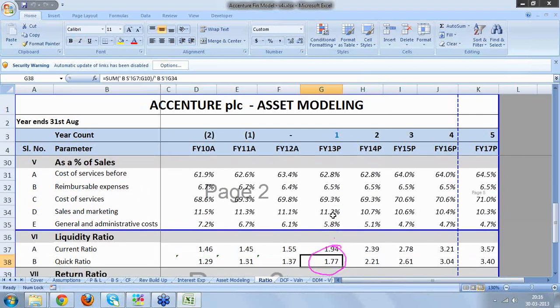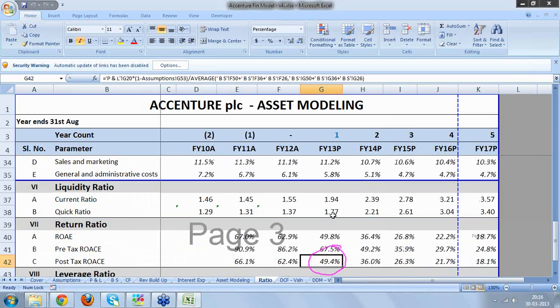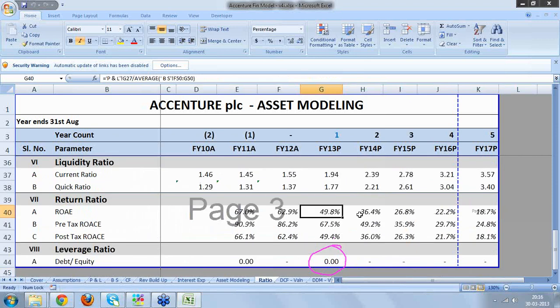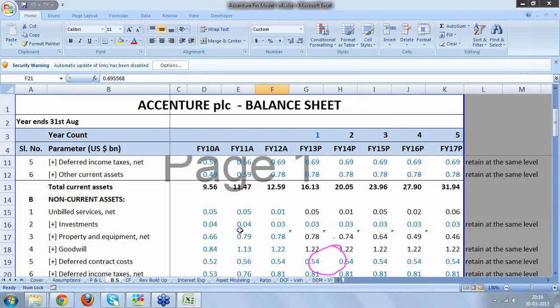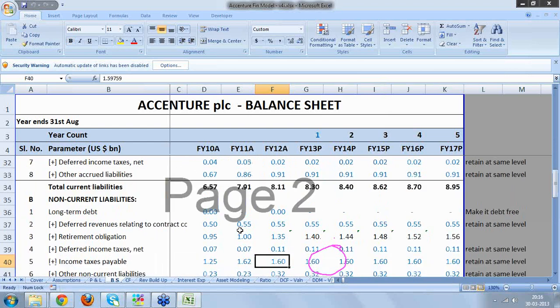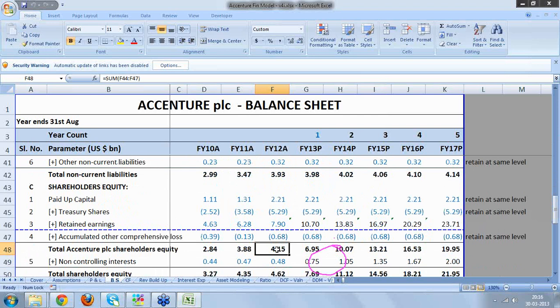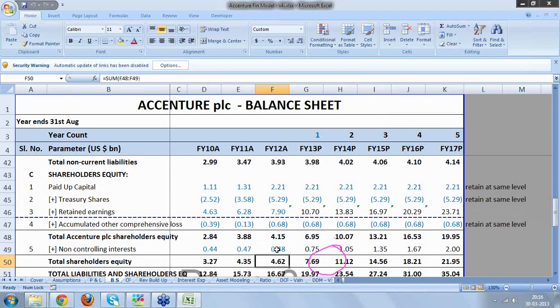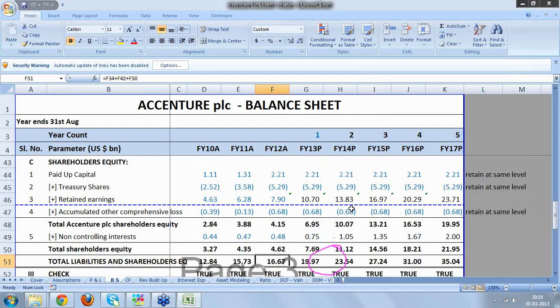Then liquidity and return ratios. Return ratios, again, is net income divided by average of equity. Depending upon what you are choosing, if you want to choose net income attributable to Accenture shareholders, in the average equity you should only take the book value of the equity which belongs to Accenture shareholders. So this will have a linkage with this. If you are taking the entire net income, that should be divided by 4.62. So you should understand what you are taking in the numerator and what you are taking in the denominator. That's the only thing I'm trying to say.